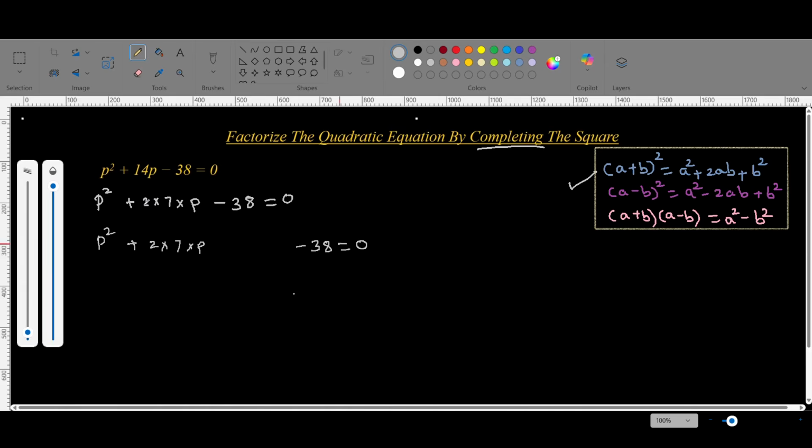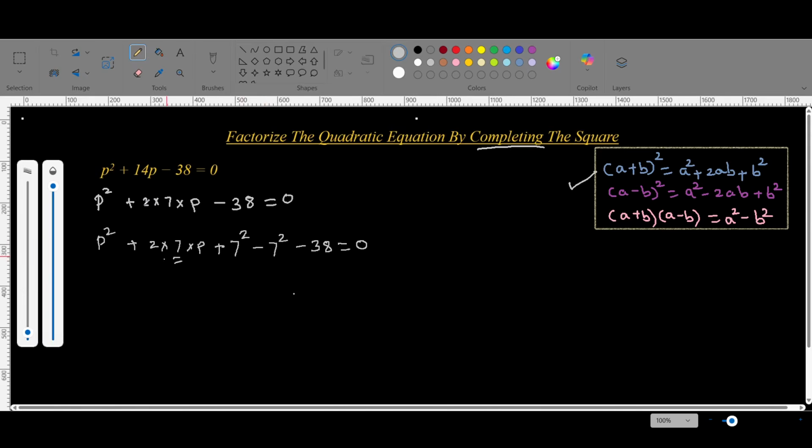Okay, if we see here, we have a squared plus 2ab plus b squared. So here we have p squared plus 2 into 7 into p, and now the p squared is present, 2 is present. We need the square of 7, so we add 49 and we subtract 49. Adding and subtracting the same term doesn't change the meaning of the given quadratic.